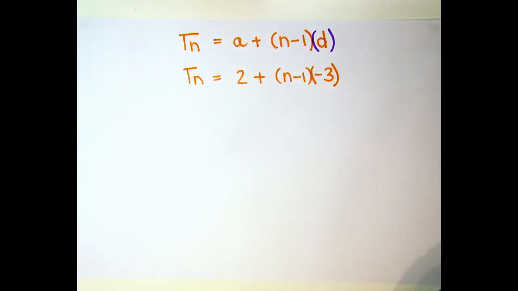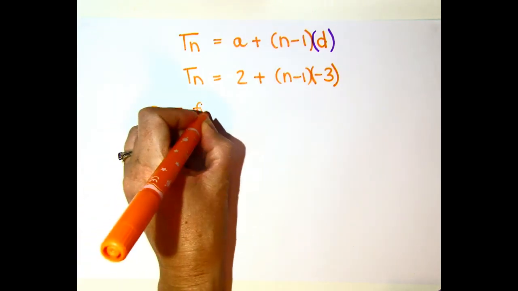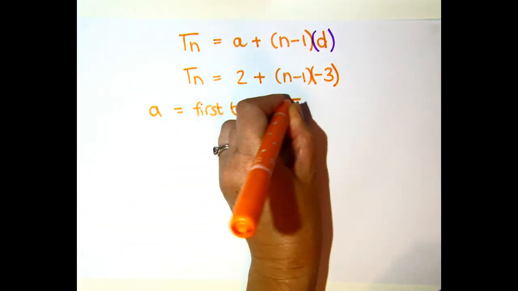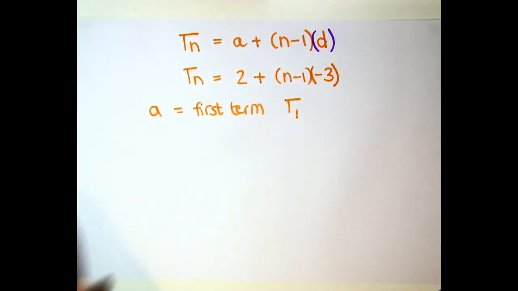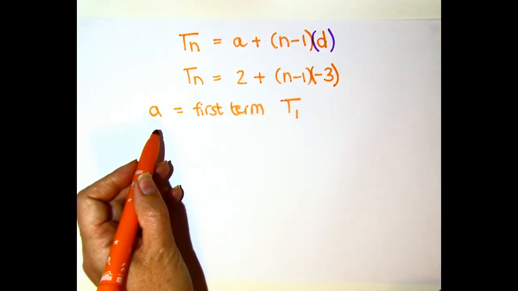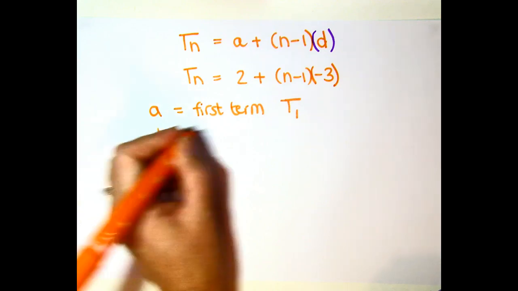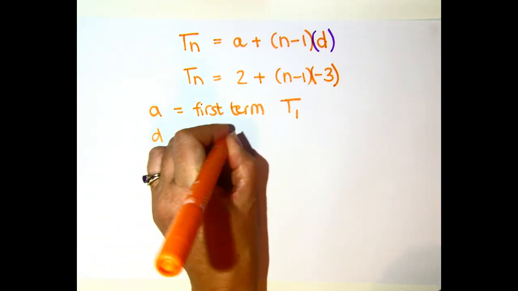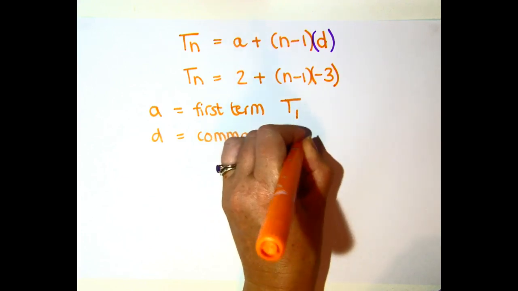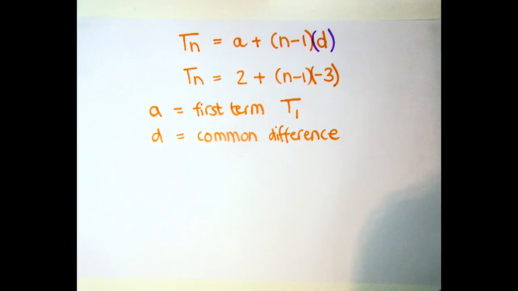Okay, so what does everything stand for? Your A is the first term in your sequence. It's also T1. So if ever they're asking you for T1, you will know that it's talking about the first term, which is also denoted by A. Your D is your common difference. So when we're dealing with a linear pattern, it goes up by the same amount every single time.